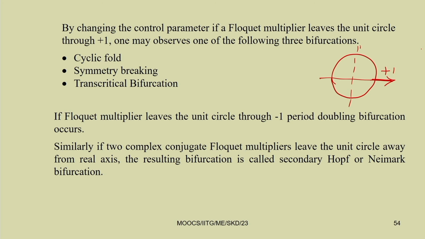If the Floquet multiplier leaves the unit circle through -1, that is lambda equal to -1, then you can have a period doubling bifurcation.